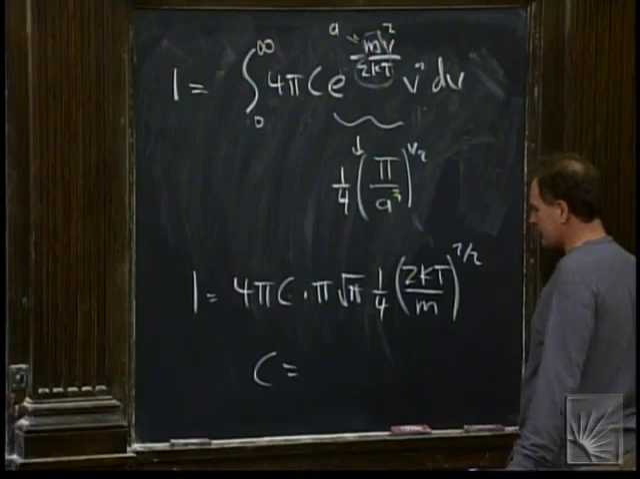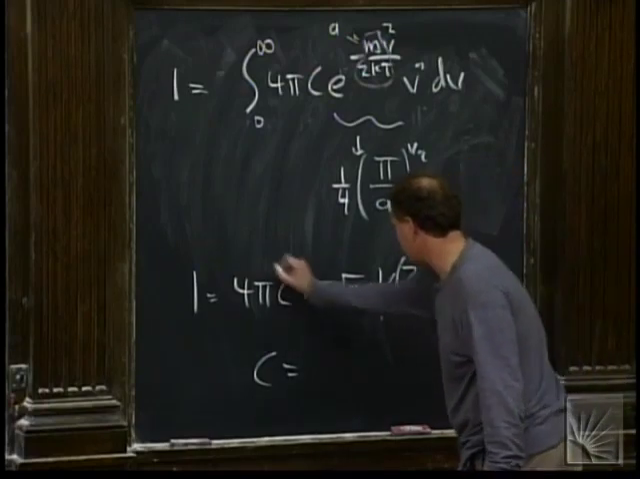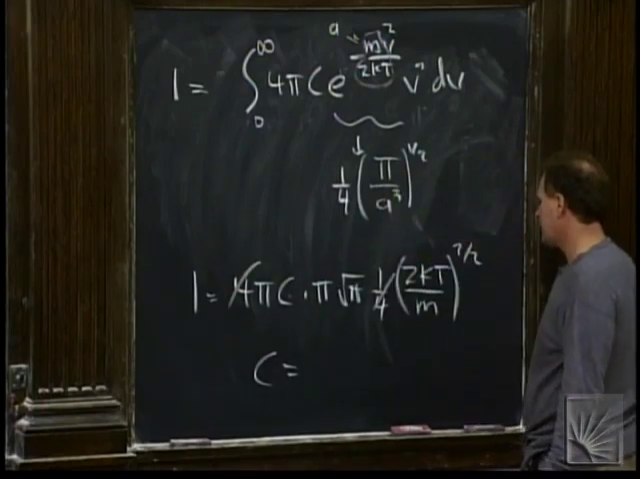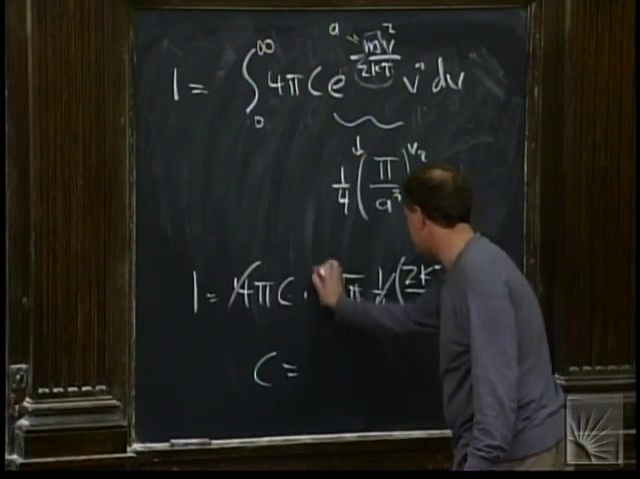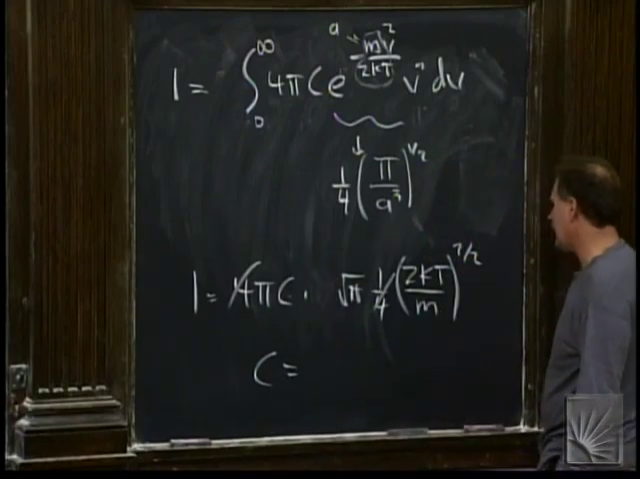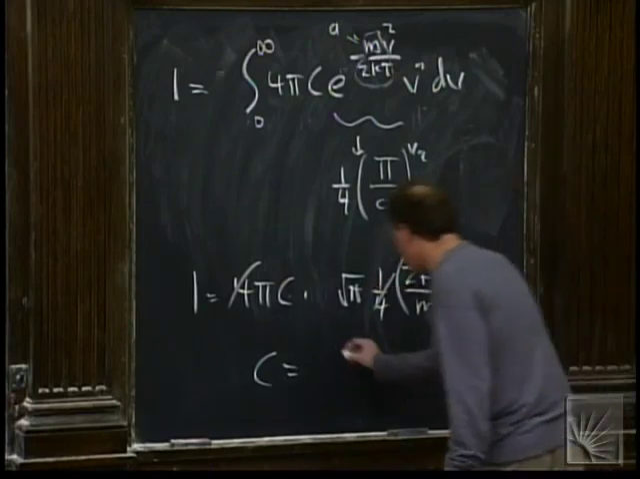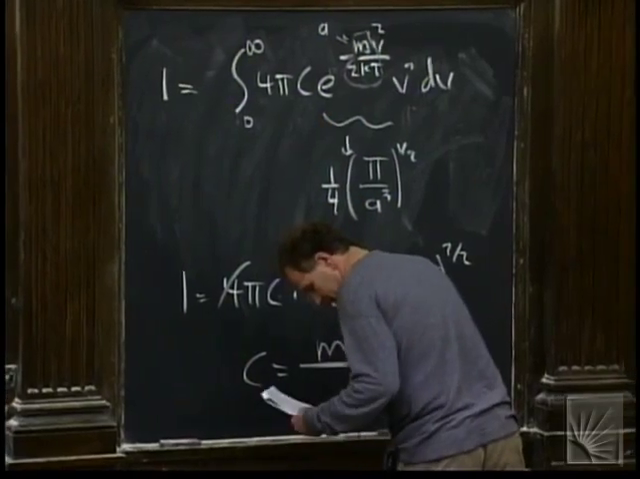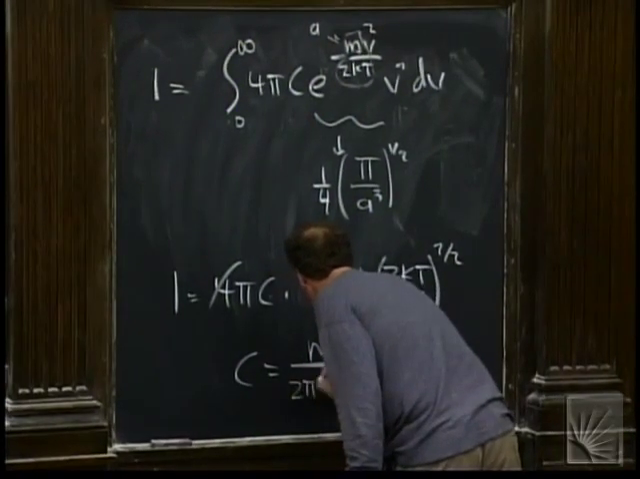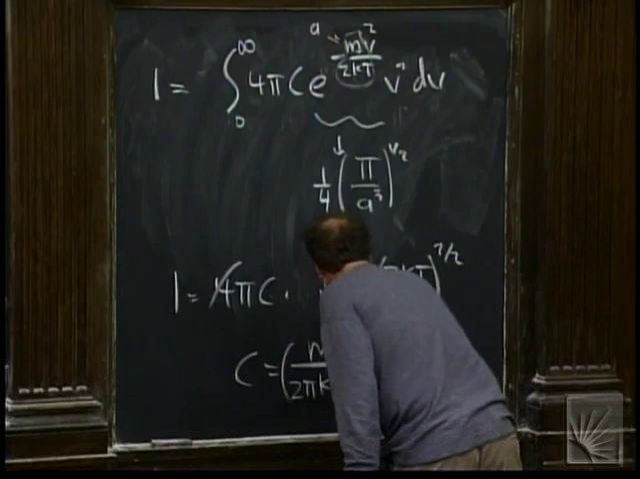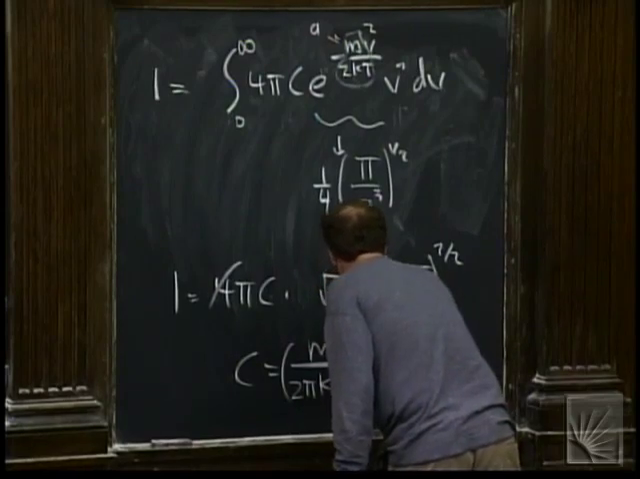And if the 4 cancels there, I threw an extra pi in. This pi is that. I rearrange and solve. This is m over 2 pi kt to the 3/2.